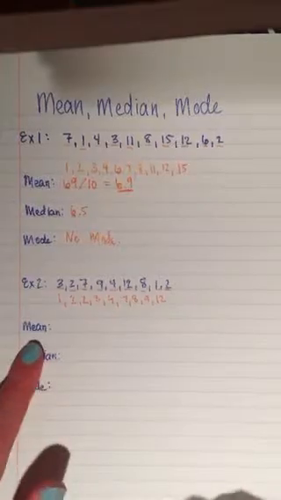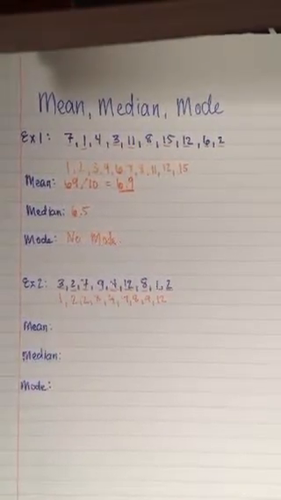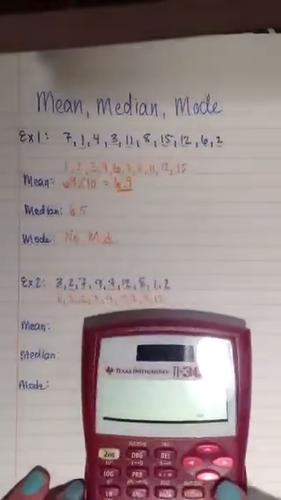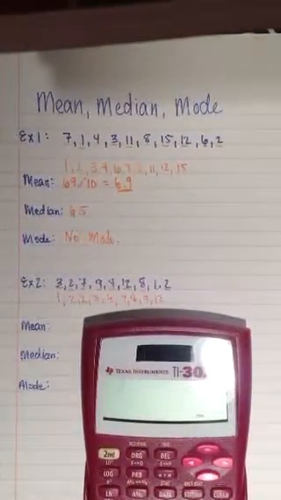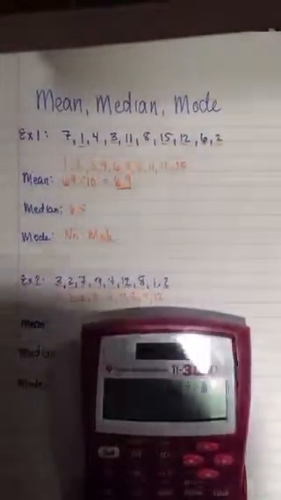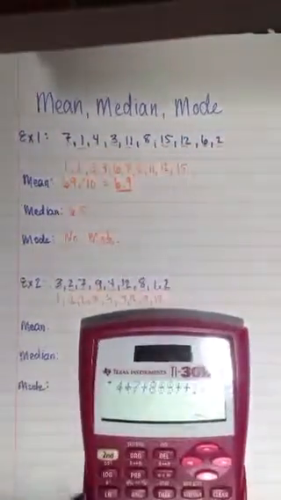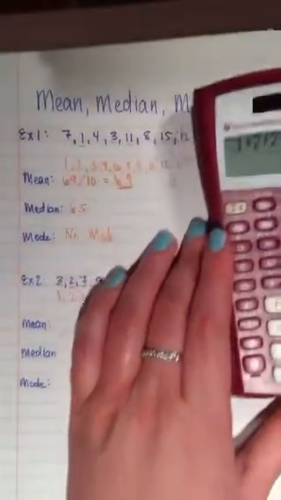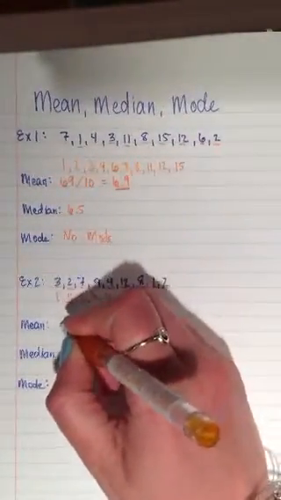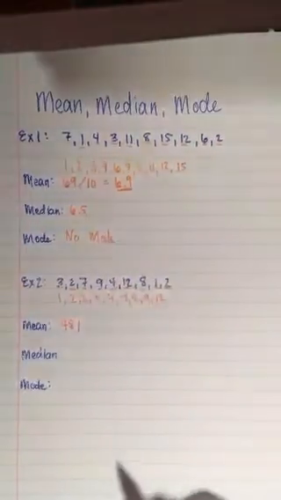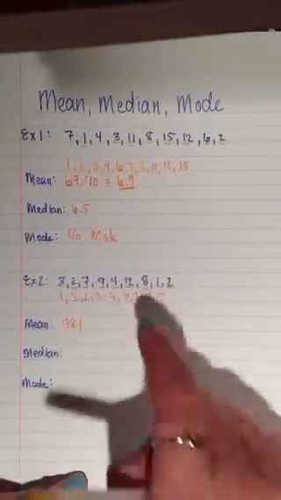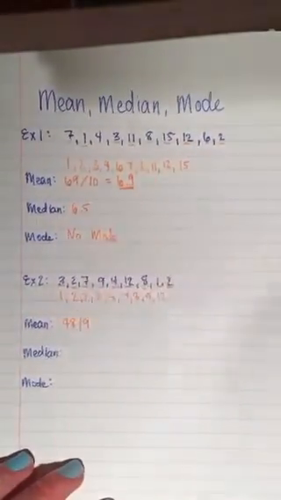Again, the first thing we'll find is the mean. That's just the average. To do this, we'll add all the numbers up and divide by how many numbers there are. So, adding all the numbers up, we end up with 48. Then we'll divide 48 by how many numbers there are. There are 1, 2, 3, 4, 5, 6, 7, 8, 9. So we'll divide 48 by 9.